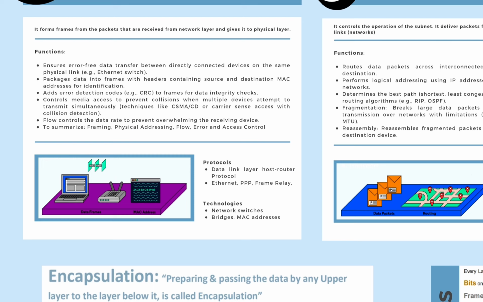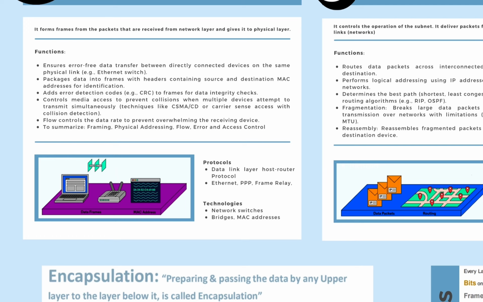It also adds error detection codes, which are really important because when we're coding or when we're analyzing networks, an error rate is very common to happen. So having error detection codes is really important because of all the integrity checks. It also controls media access to prevent collisions while multiple devices attempt to transmit at the same time. And we have some techniques like CSMA/CD, or carrier sense multiple access with collision detection.